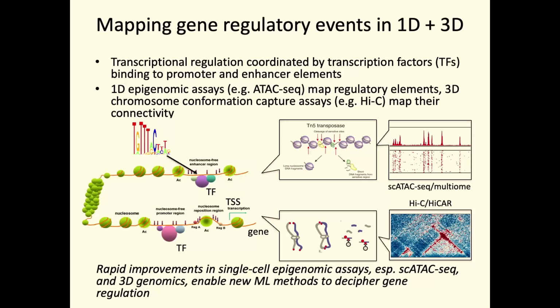All right, so we can make these kind of contact maps of figuring out which genomic bins are interacting in 3D with other genomic bins, okay? And in particular, this helps us figure out which enhancers are physically contacting which promoters and figure out gene regulation. Okay, so the rapid improvements in these kind of single-cell epigenomics and 3D genomics technologies allow us new avenues for deploying machine learning to understand how gene regulation works.